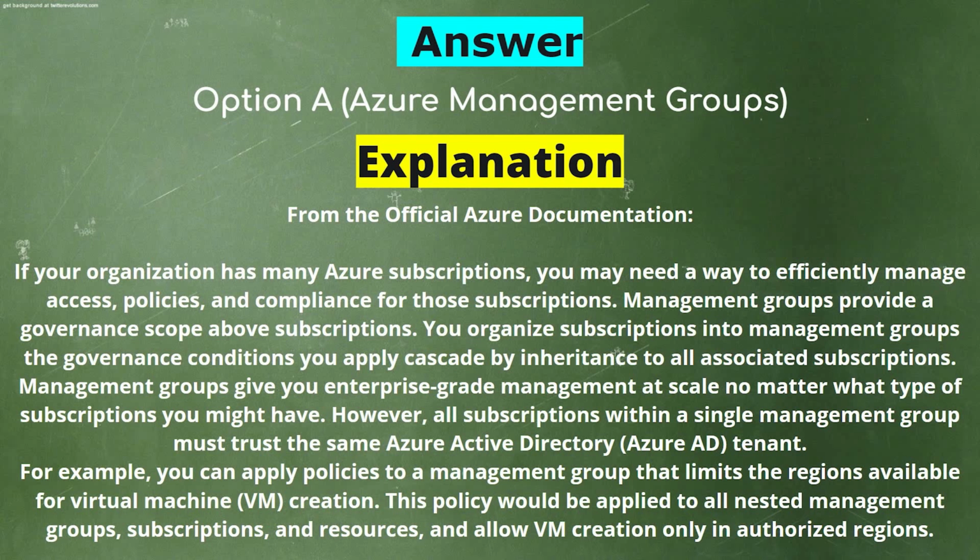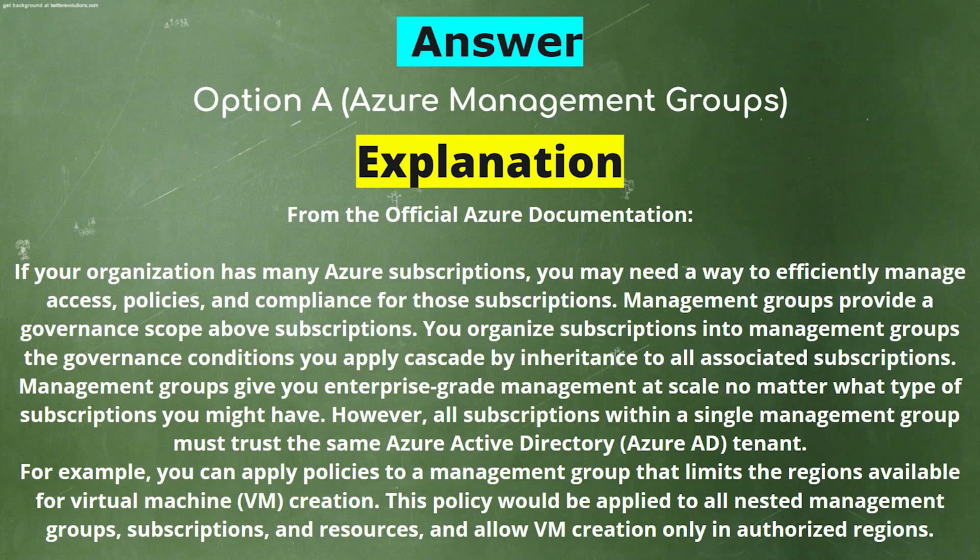Management groups provide a governance scope above subscriptions. You organize subscriptions into management groups. The governance conditions you apply cascade by inheritance to all associated subscriptions. Management groups give you enterprise-grade management at scale, no matter what type of subscriptions you might have. However, all subscriptions within a single management group must trust the same Azure Active Directory tenant.